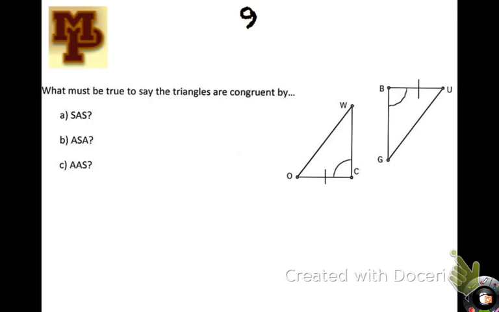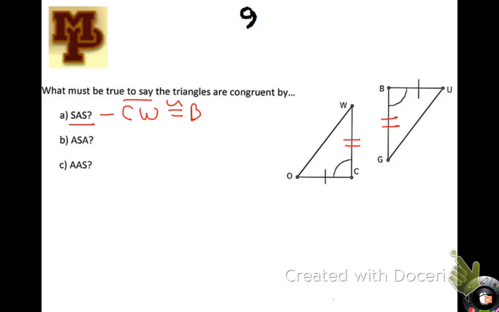All right. This one we're trying to figure out, if our goal is to prove the triangles congruent by side angle side, what more do we need? So we would need this side to be congruent to this side. So we want to state it exactly right here. So I'm going to say that CW would have to be congruent to BU.